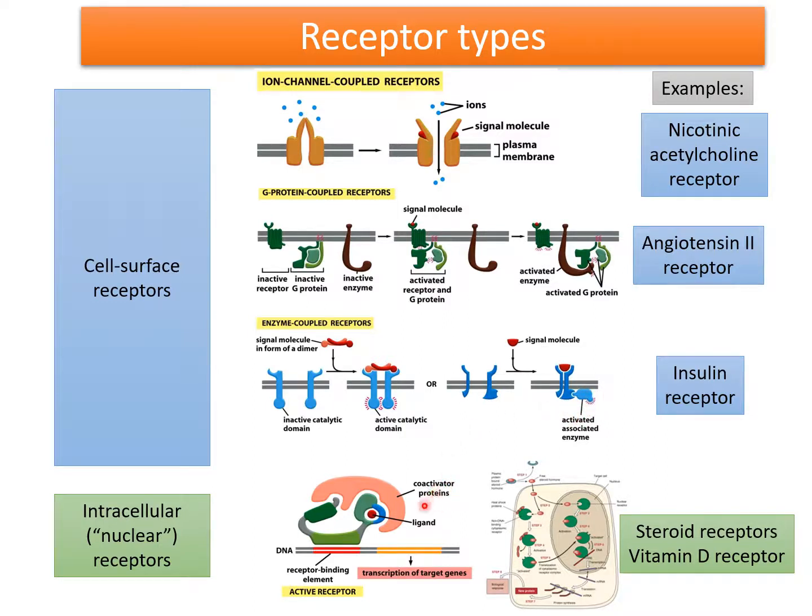And then we also have intracellular nuclear receptors. These will be steroid receptors and vitamin D receptors. They have to be lipid soluble so they can diffuse across the nuclear membrane and go to their target sites to activate gene expression.